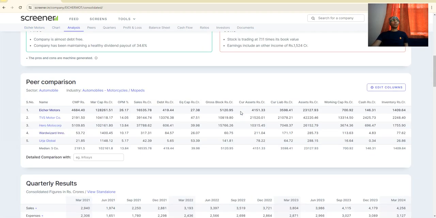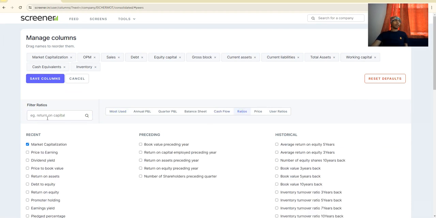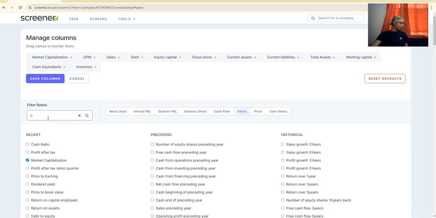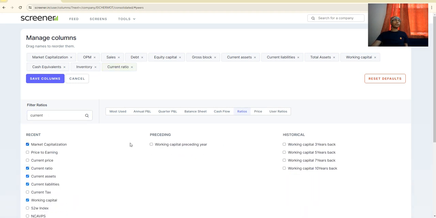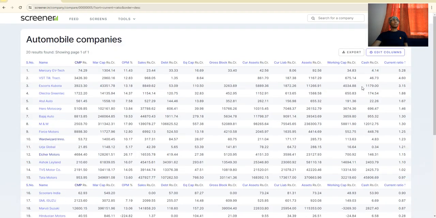We just simply go downwards. There is a place called peer comparison. Here we press on edit columns. In edit columns there is ratios. Now here we search current ratio. Here there is current ratio. So I pressed on the sector link, and we went into the page which has all the sectors. Now here we can see the current ratios.